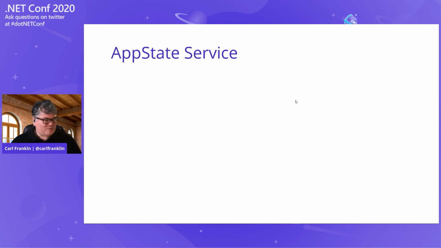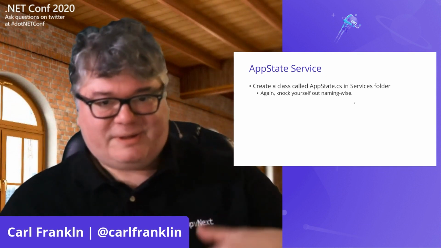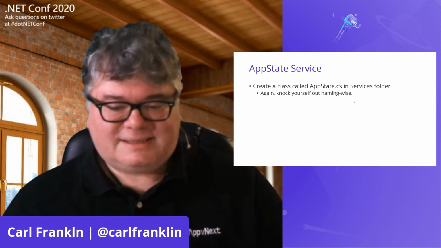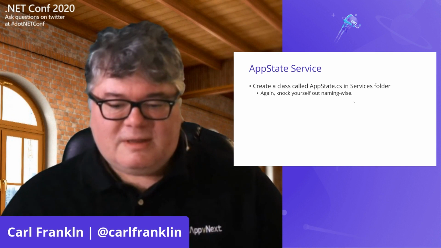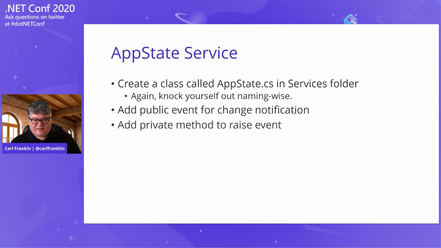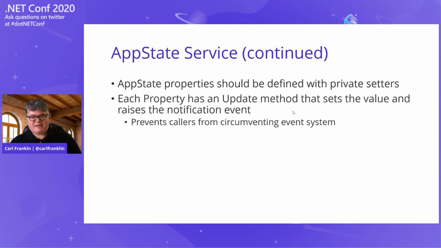All right, let's talk about using a service. So to use a service, and what I did, you can knock yourself out naming-wise, but I created a class called AppState.cs in the services folder. And I added a public event for change notification and a private method to raise that event. And now app state properties should be defined with private setters. And then each property has an update method that sets the value and raises the notification event. And that prevents callers from circumventing the event system.